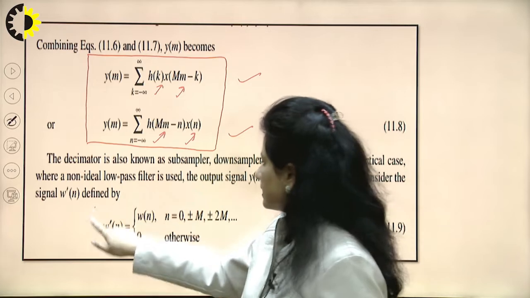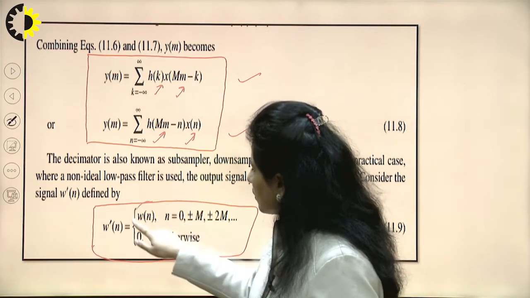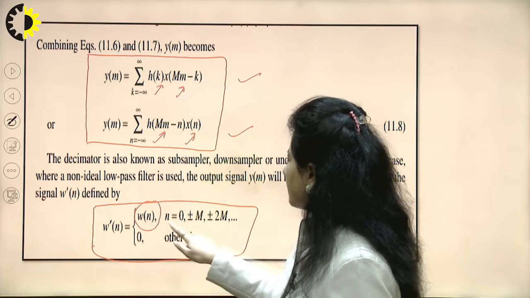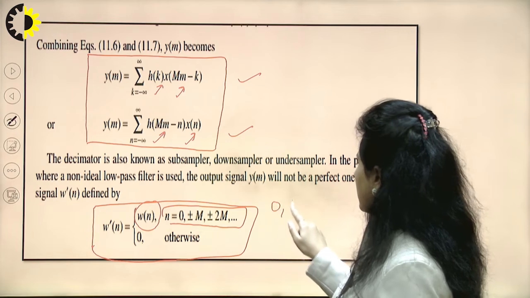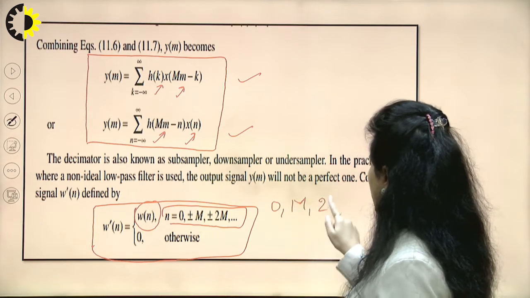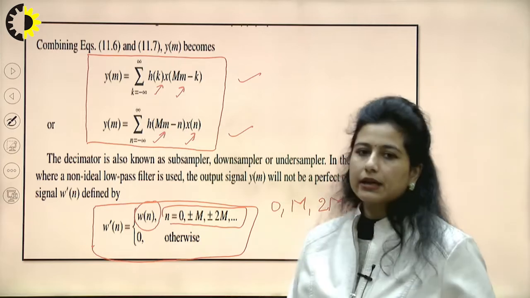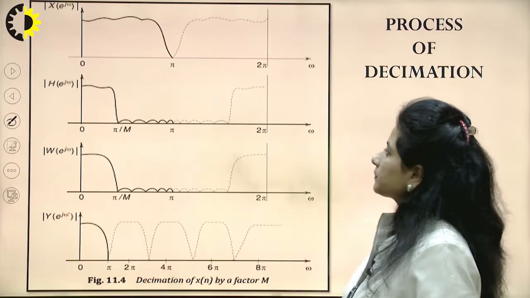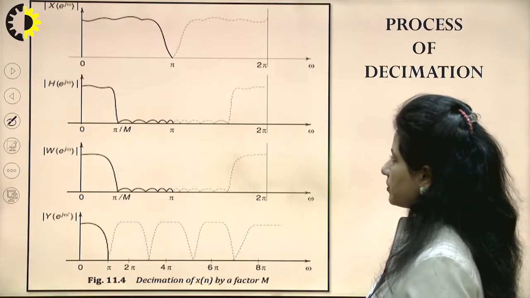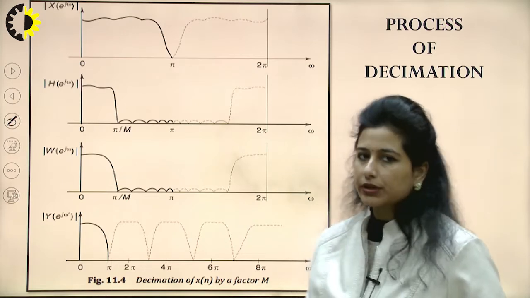So this signal which I am getting, w dash n, is w[n] only, but available only at certain values, that is the 0th, Mth value, twice the Mth value and so on. So I am losing a certain amount of samples in a given signal. This is a frequency spectrum by which I can read out the entire process which is followed for the decimation.